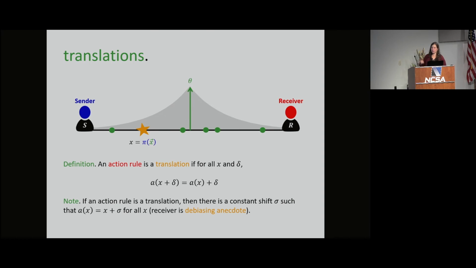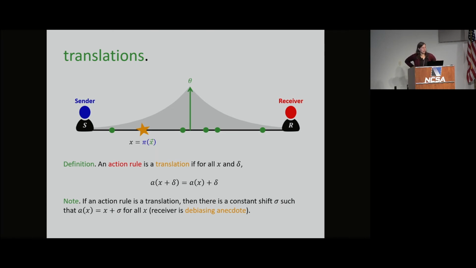So that's the class of action rules, the communication schemes that the sender will use in the equilibrium I'm going to derive. And now let's think about the class of action rules that the receiver will use in the equilibrium that I'm deriving. So they're going to be translations. And why is that? Well, the receiver knows that the anecdote they're getting is biased. You know when you read the New York Times that it's a bit leftist. And so you think, well, I want to debias it.